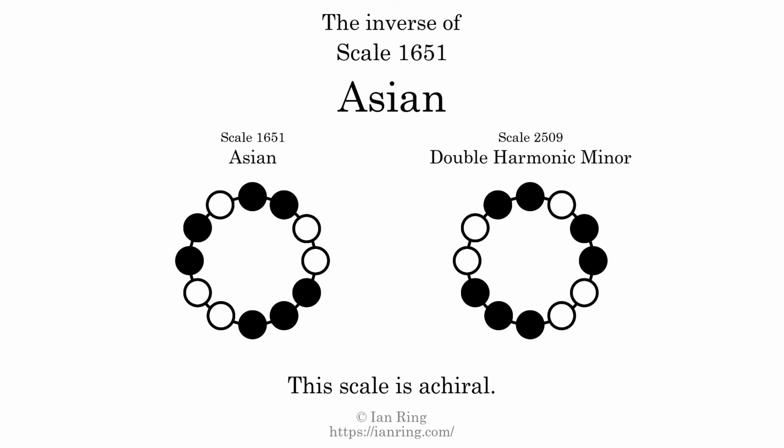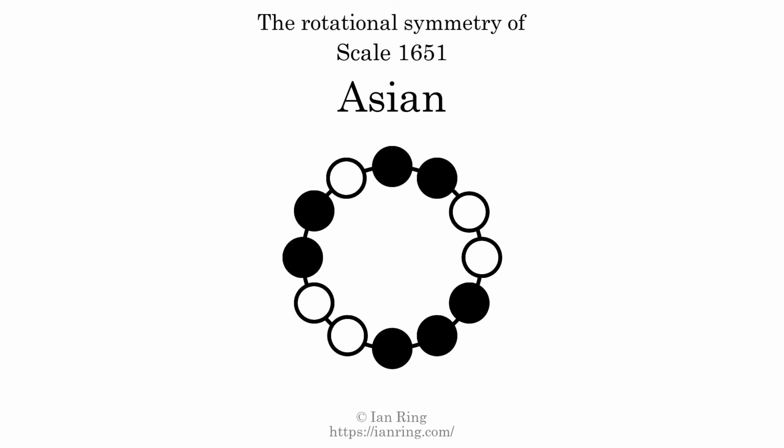It is what you get when the sequence of intervals is reversed. The inverse of this scale is scale 2509, also known as double harmonic minor. This scale is achiral, since it can transform into its own reflection by a rotational transformation. This scale has no rotational symmetry.